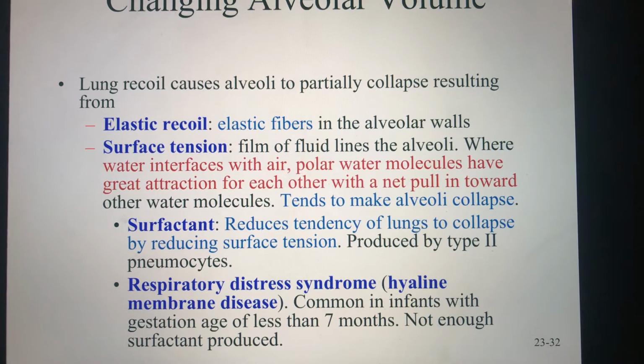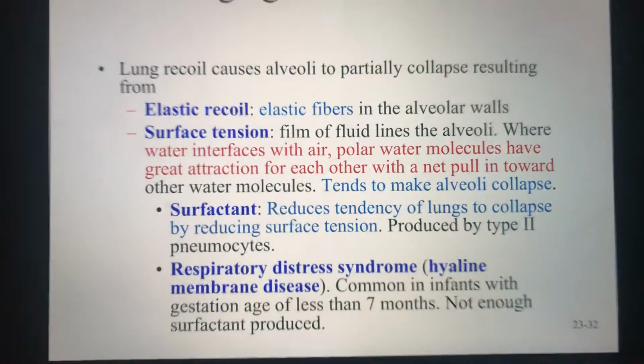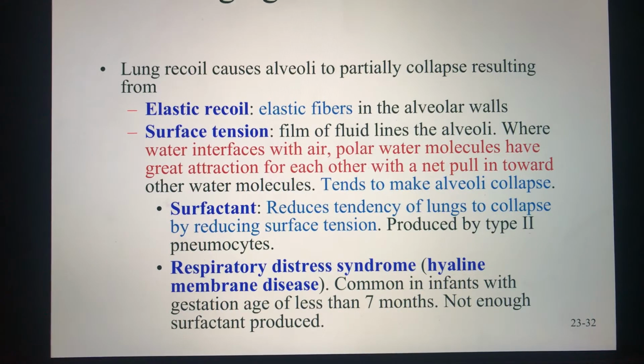Now, we will also see that there's surface tension as well, right? Surface tension is greatest where the water interfaces with air. Polar water molecules have great attraction for other polar molecules, and it's going to allow us to pull things inwards or collapse it. Right? There's a tendency for these alveolar cells to collapse as a result of this.